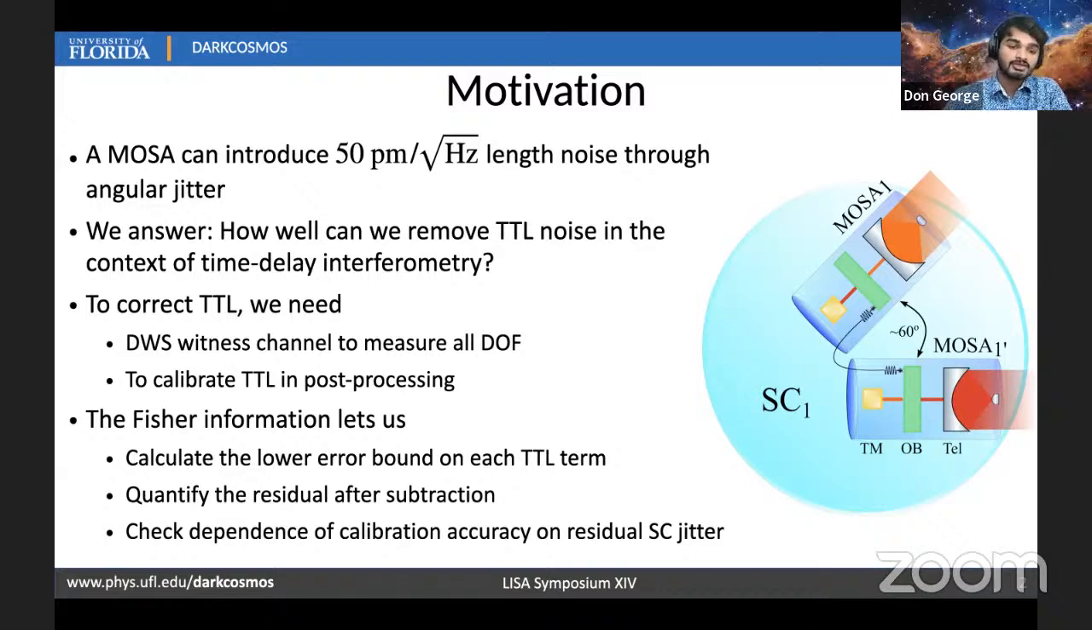And so we answer this question quantitatively using the Fisher information, which lets us calculate the lower error bound on each tilt-to-length term, and furthermore quantify the residual after subtraction. And also it helps us to check how it depends on the residual spacecraft jitter model that you consider.